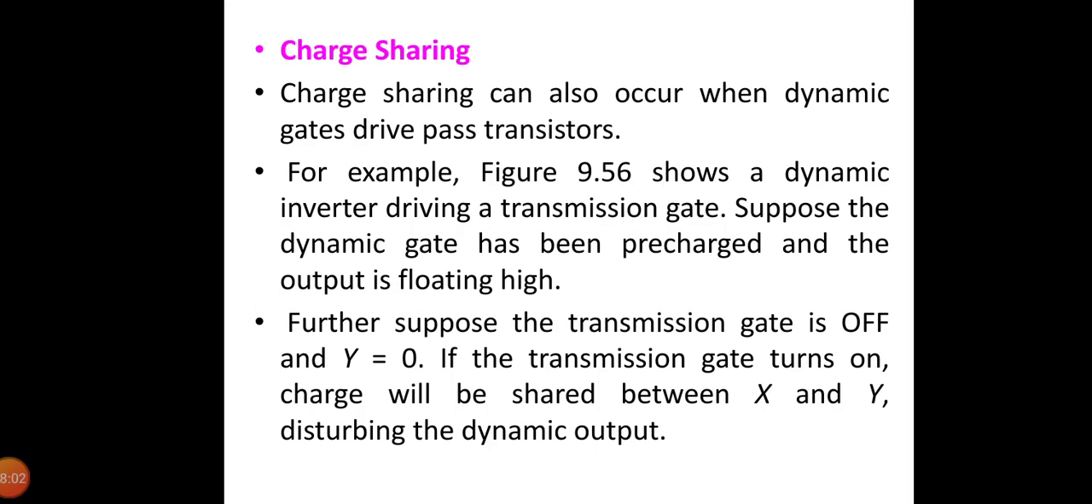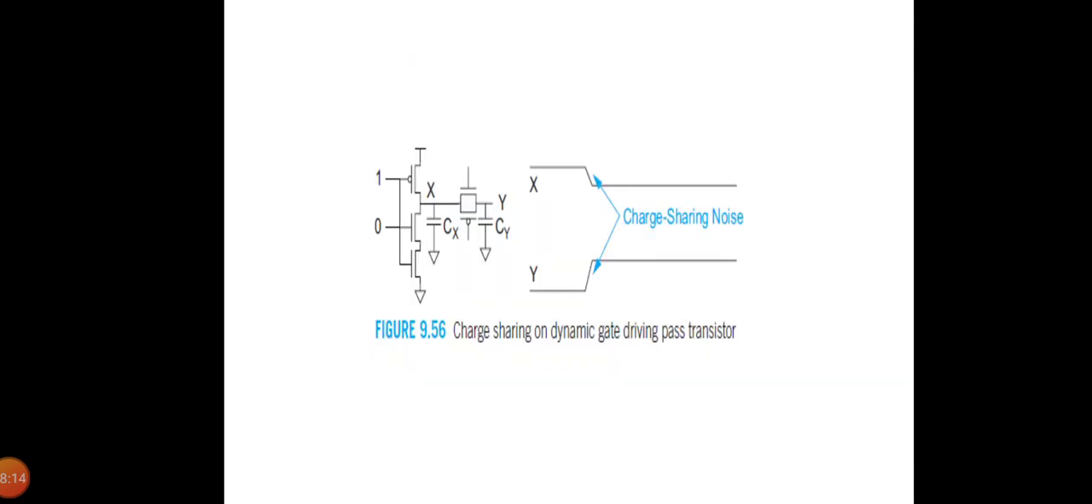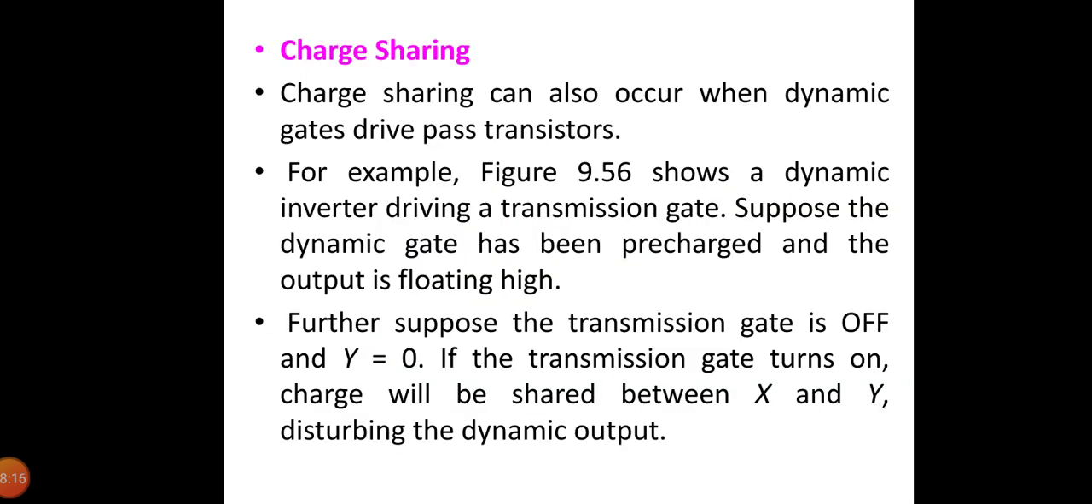And the next circuit pitfall which we are going to see is charge sharing. Charge sharing can also occur when dynamic gates drive pass transistors. For example, you can see in this figure, this diagram shows a dynamic inverter driving a transmission gate. Suppose that the dynamic gate has been pre-charged and the output is floating high. Further, suppose the transmission gate is off and Y is equal to 0. If the transmission gate turns on, charge will be shared between X and Y, disturbing the dynamic output.